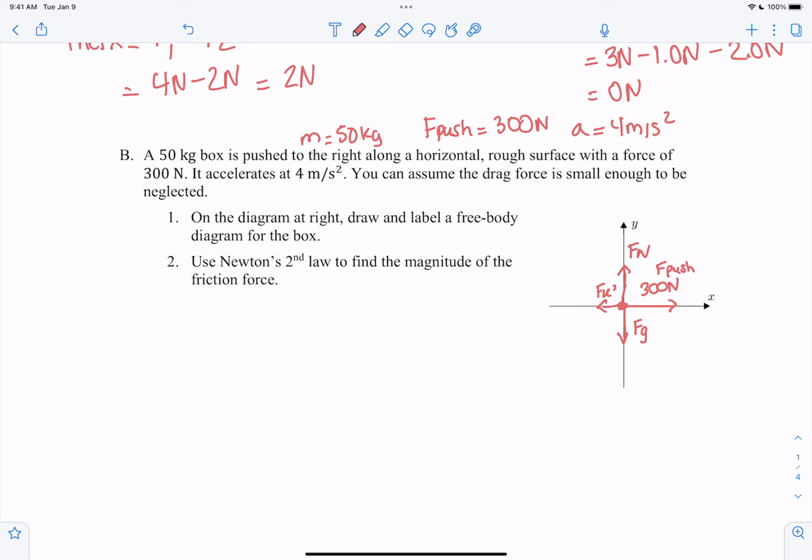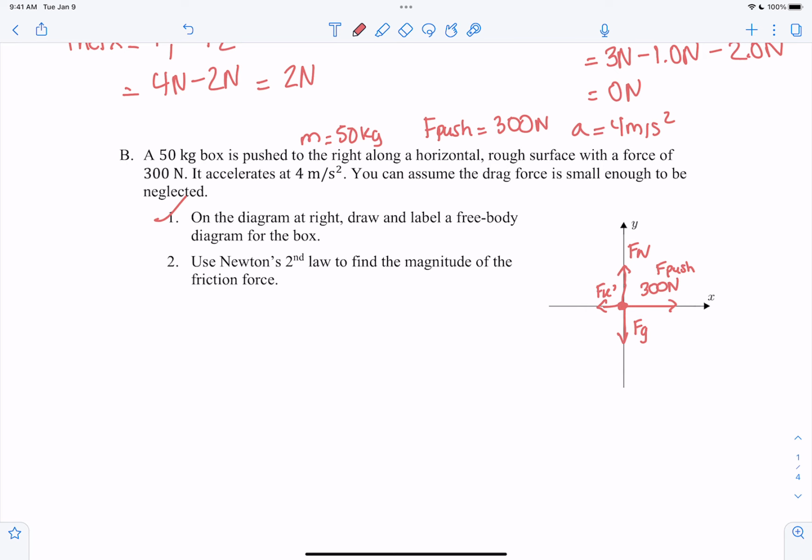Alrighty, so part A is now asking us, on the diagram at the right, to draw and label a free body diagram, or part 1, I'm sorry. So we already got that done, right? Because we have our forces here. We've labeled them Fg for gravity, Fn for normal force, 300 newtons for the F push, and we have Fk prime, that's the kinetic friction in that case, right?